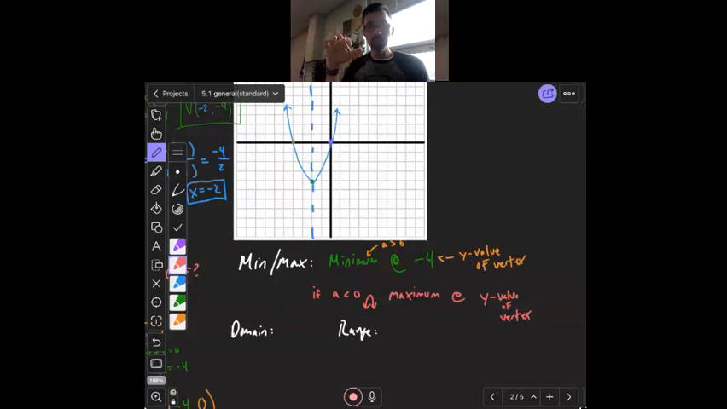Any questions about how to find a min or max without having to go through and do all the graphing? You can go through and graph it if you want to. Nothing's stopping you. It's just going to take you a lot longer.